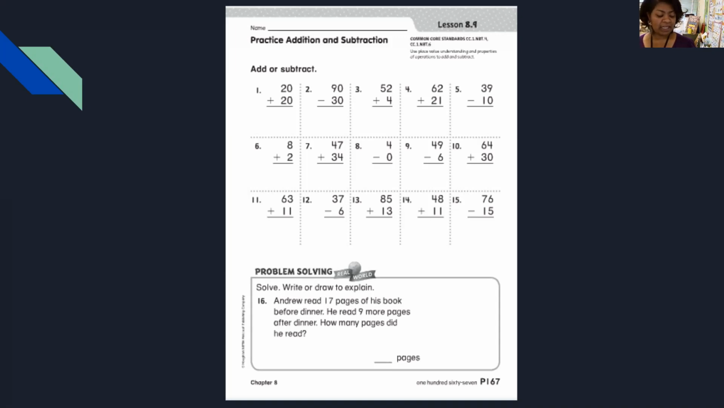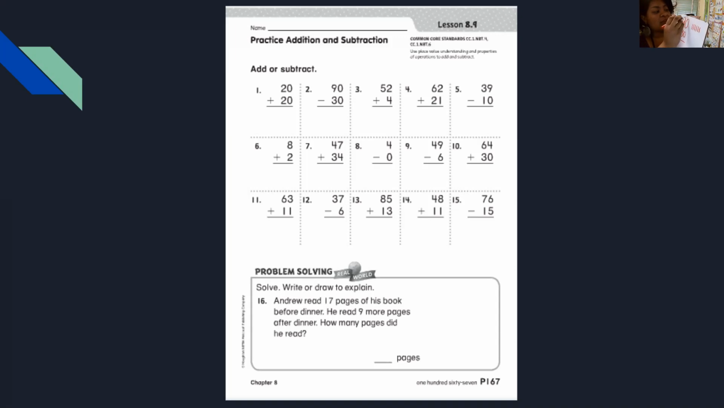All right, let's look at number 2, 90 minus 30. Again, I'll show us one way and then the other way. I can make 90: 10, 20, 30, 40, 50, 60, 70, 80, 90. And then I'm going to take away 30. 10, 20, 30. Then I count what is left: 10, 20, 30, 40, 50, 60.